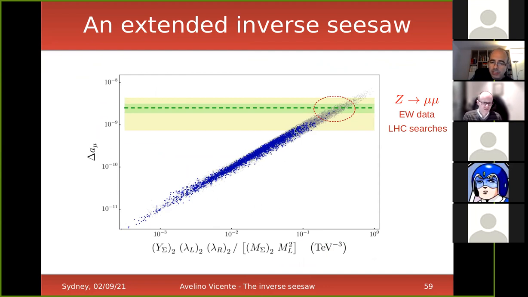And in this plot, you see the blue dots, which respect all the possible constraints, and the gray dots, which violate some constraints. For example, they lead to Z to mu mu different from the observed rates, or they have problems with electroweak data or with LHC searches. So you see that in principle, it's very easy to get a large delta mu, but when you introduce the constraints, well, it's not that simple. So you can explain the observation at 1 sigma, but you don't get many points in this region.